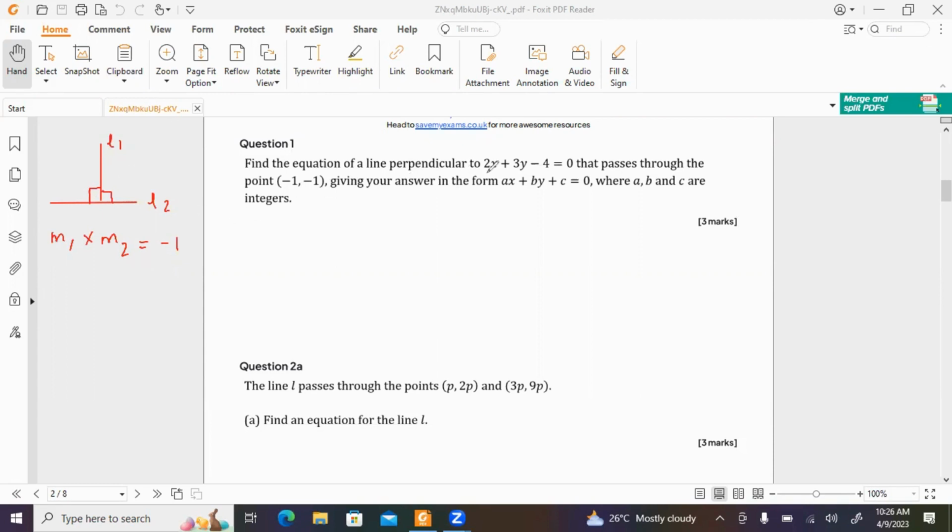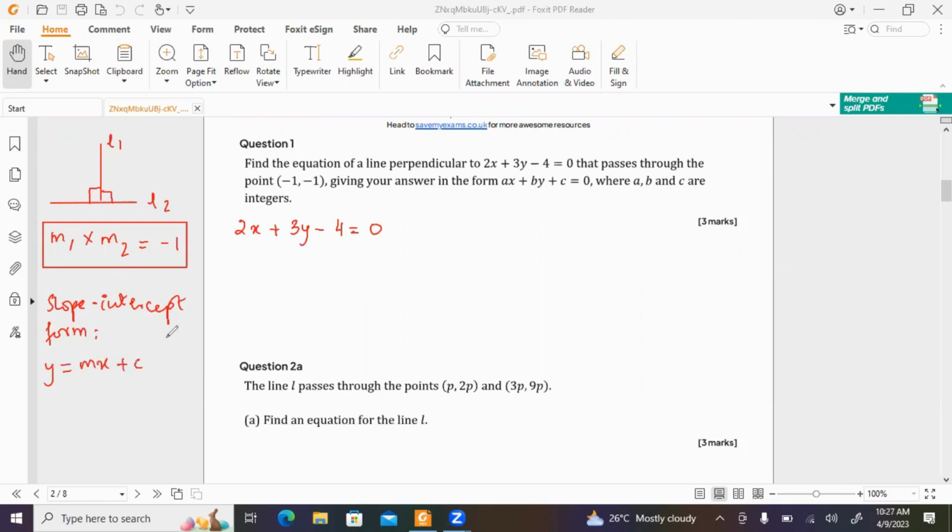Keeping that in mind, look at the first equation, which is 2x plus 3y minus 4 equals 0. Let's convert this into the slope-intercept form. If you remember, the slope-intercept form was y equals mx plus c, which means we have to make y the subject. In order to do that, I'm going to move 2x and -4 to the right-hand side.